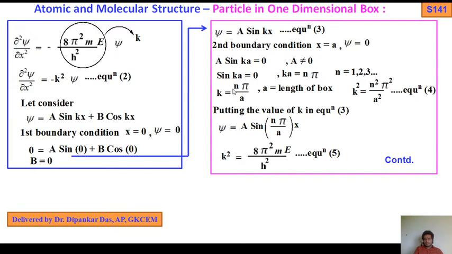Now, squaring these equations, what will happen? We get k square equals n square pi square by a square. So this is assigned as equation 4. Putting the value of k in equation 3, psi equals A sin n pi by a into x.